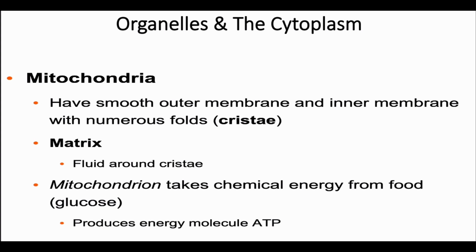This matrix has circular mitochondrial DNA, RNA, 70S ribosomes, proteins, enzymes, as well as lipids that are found over here. So the mitochondria is the only organelle that has the capacity to reproduce itself, all on its own. Why? Because mitochondria has its own DNA. And what is the main job of it?